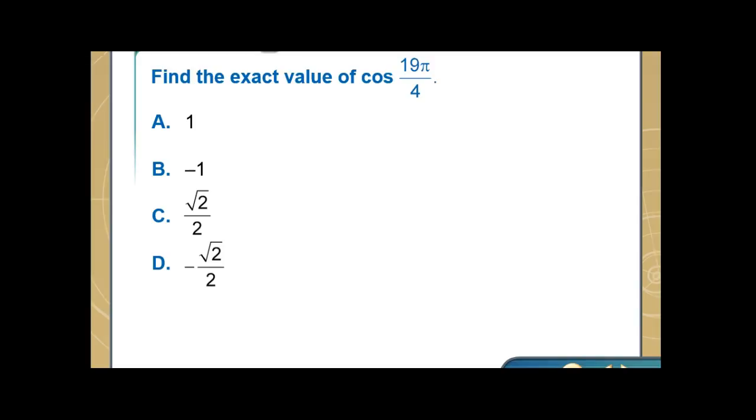Now it's your turn to see if you can find the cosine of 19 pi over 4.